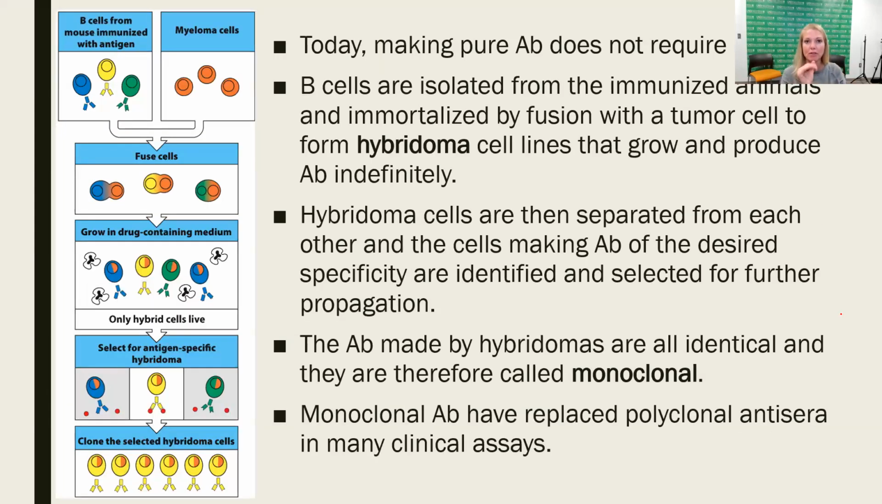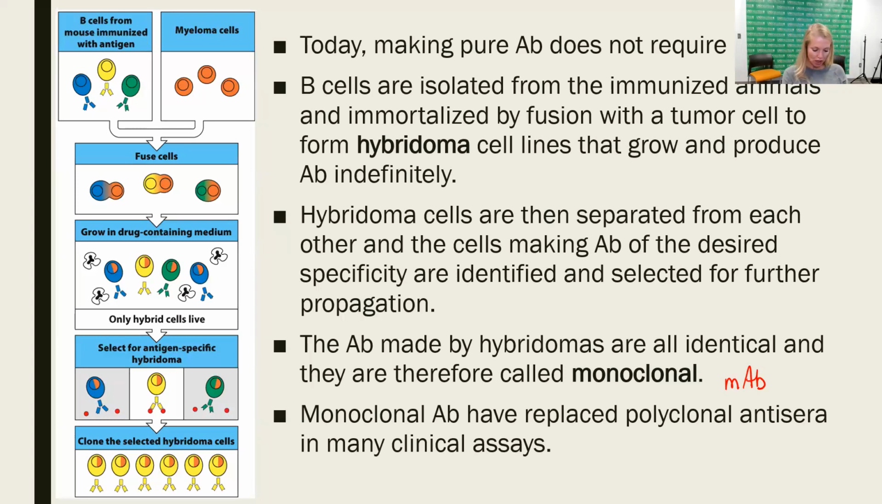And so you've probably heard of monoclonal antibodies, or maybe you've seen drugs that are MAB, monoclonal antibody. A lot of drugs end in MAB, infliximab, they're all monoclonal antibodies.